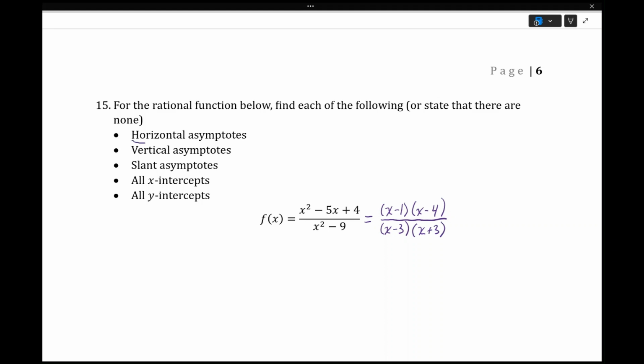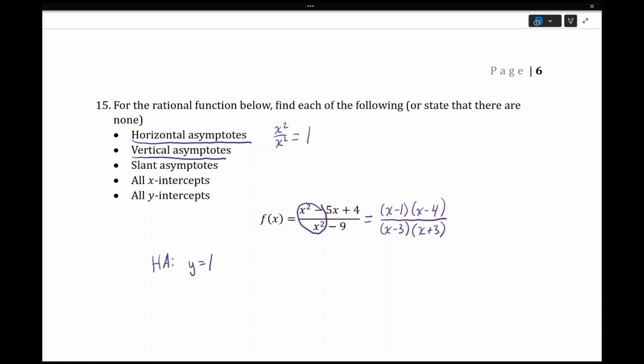Horizontal asymptotes, that's long-run behavior. So I look at the highest powers. x squared over x squared equals 1. So my horizontal asymptote is y equals 1.